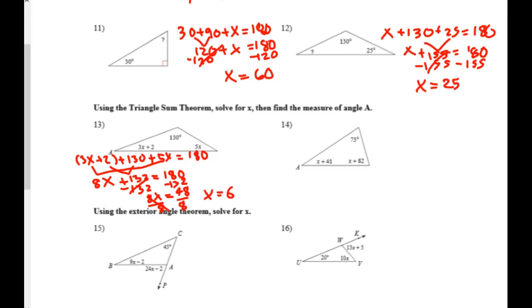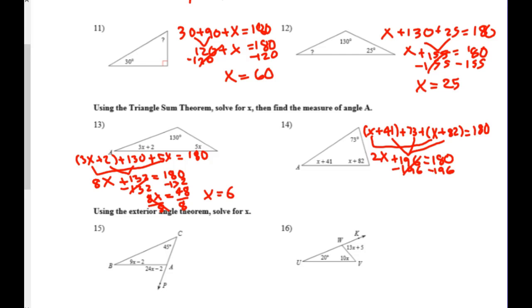Okay. Number 14, same idea. Let's add all those up to 180. So we got x plus 41 plus 73 plus x plus 82 equals 180. We combine like terms. The x plus x is 2x. 41 plus 73 plus 82 is 196. That equals 180. We'll get rid of our loner, minus 196 on both sides, and we'll have 2x equals negative 16, and we get rid of that 2 by dividing by 2. So x equals negative 8.